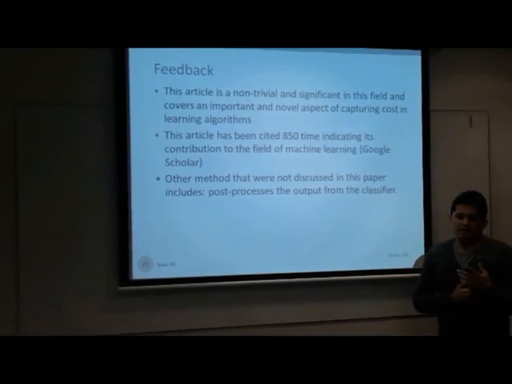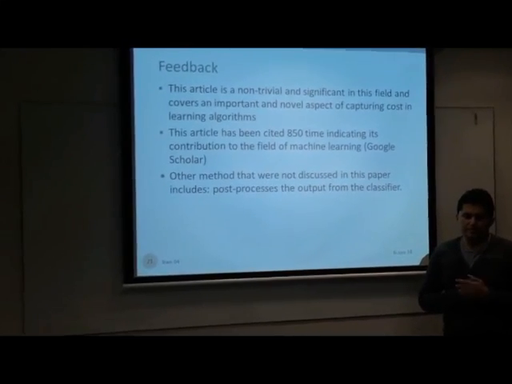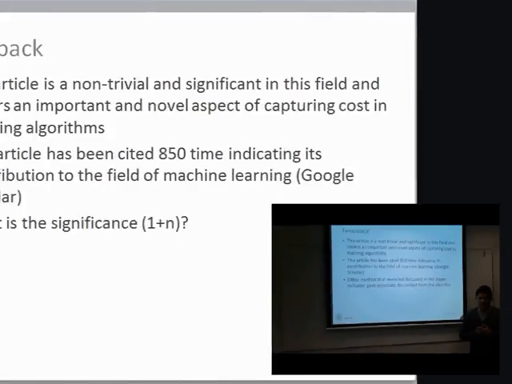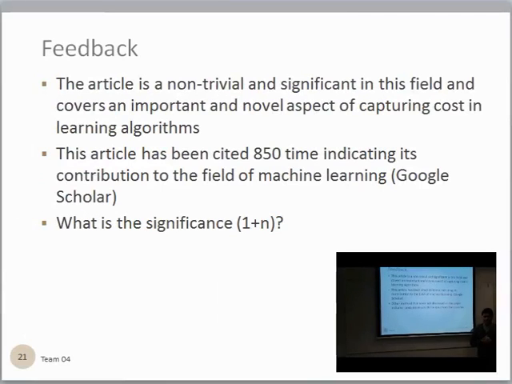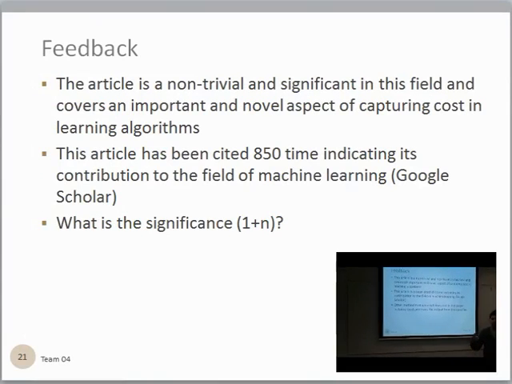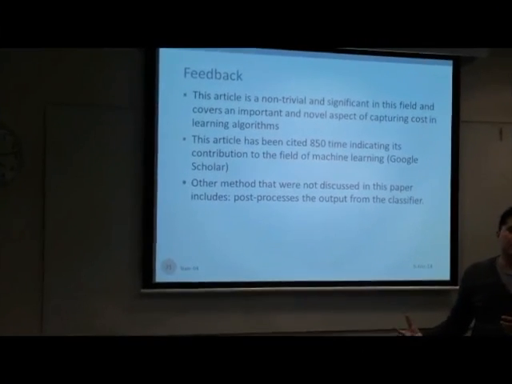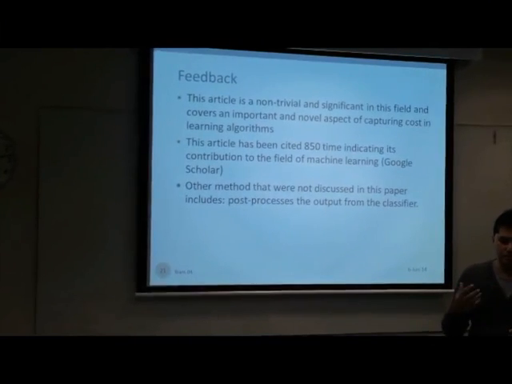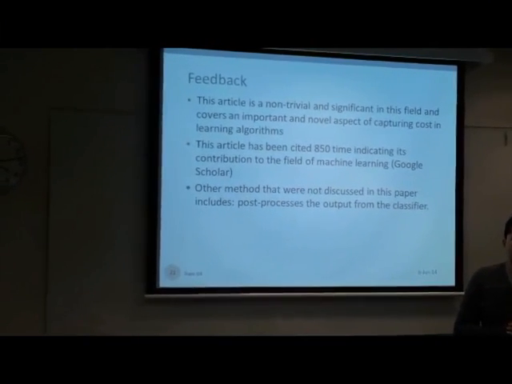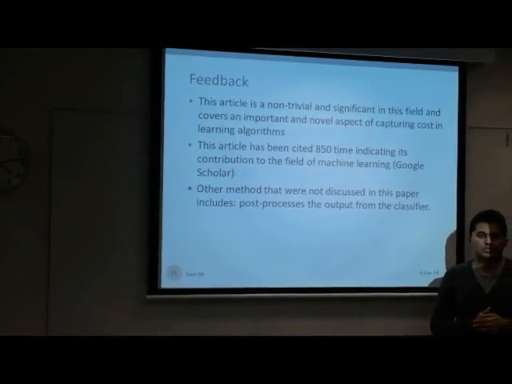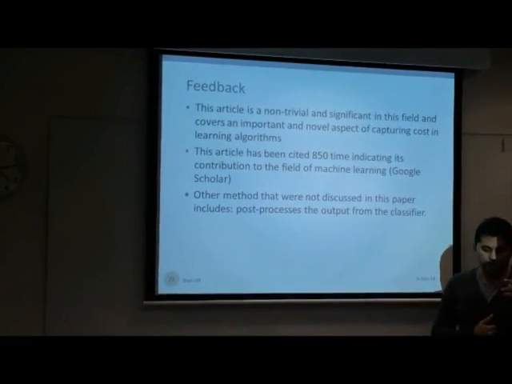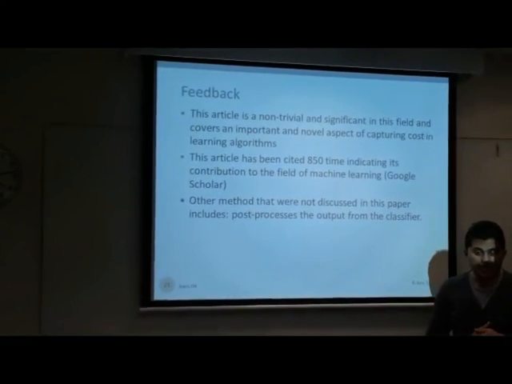General feedback. About the article, this is obviously very non-trivial and it's significant in this field. It covers a very novel approach, which is coming into prominence with big data and prediction. Currently, this is coming into the mainstream, where you incorporate the cost of decision making into an algorithm so that you make optimal decisions. The article has been cited 850 times in Google Scholar, obviously showing how important it is in the field of machine learning.